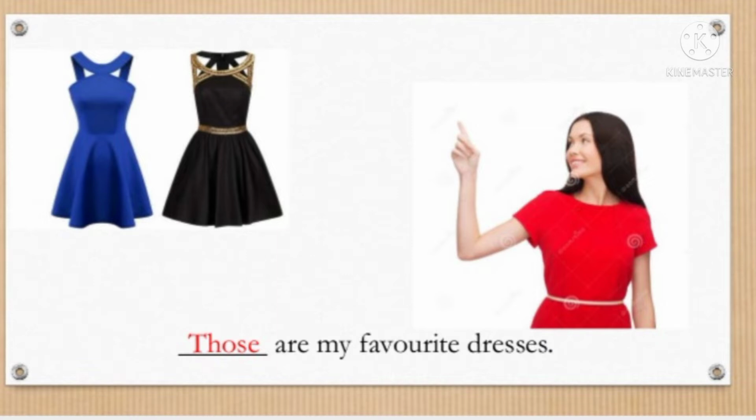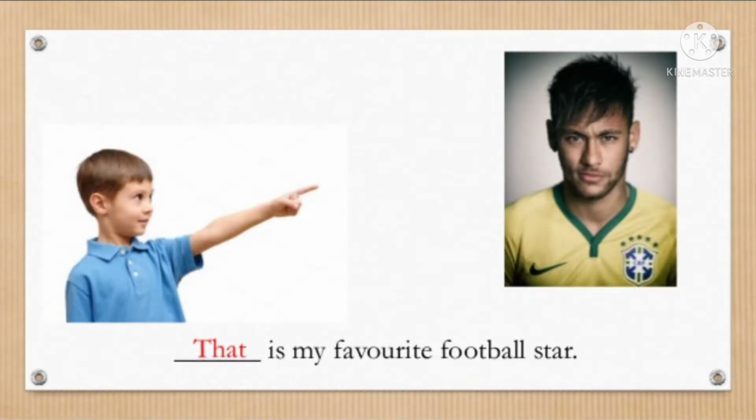Here the speaker is pointing out the dresses there and telling, those are my favorite dresses. It is a little far, so in order to show the distance, here those is used. It is in the place of the subject. Looking at the photograph of a football star, the boy is pointing out, that is my favorite football star. See the distance, okay, he points out the picture which is a little far from this boy.